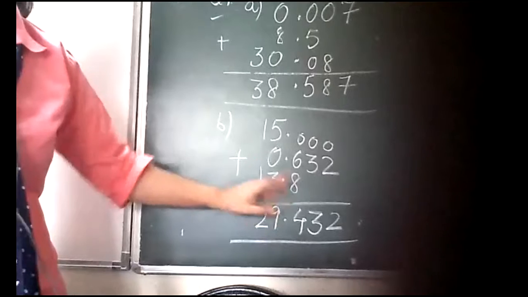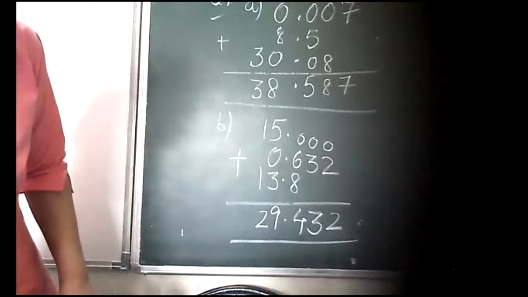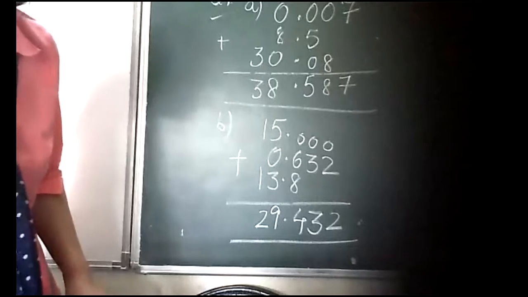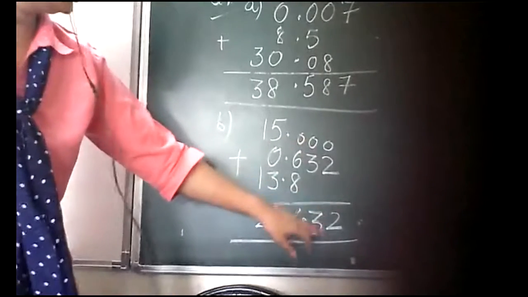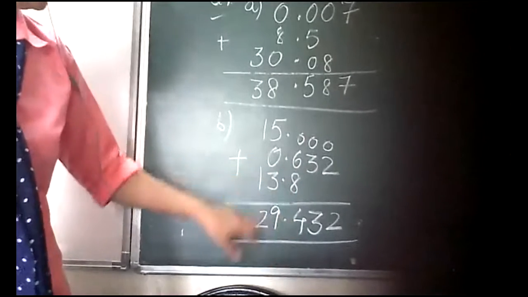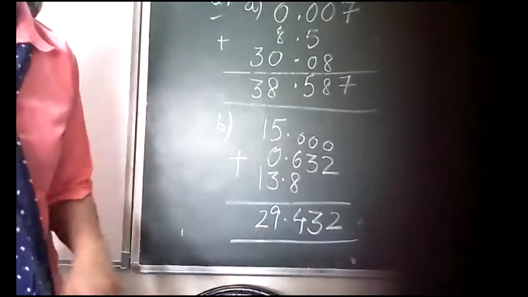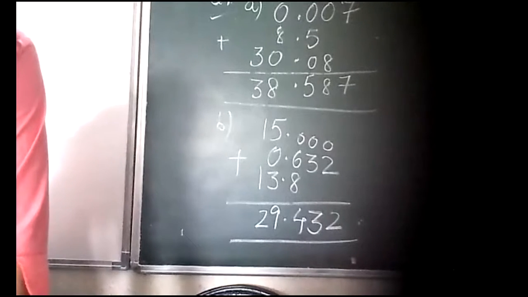Decimal places will not change, only the digits you will be shuffling up. Okay. So when you add these numbers, you are getting 2, 3, 8 plus 6, 14, 9, 29.432 will be the answer. Is it clear, children? How to add the numbers?